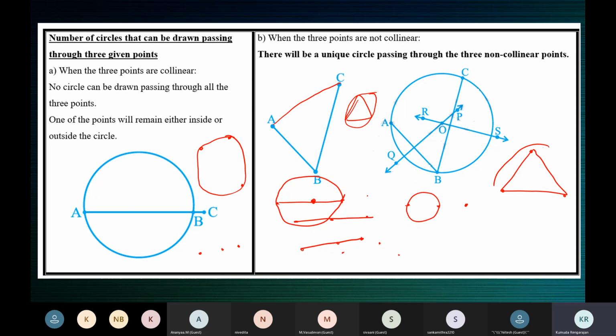When three points are not collinear, there is one and only one circle that can be drawn passing through the three non-collinear points. We know that three non-collinear points can be joined to form a triangle, and the circle drawn is the circumcircle of the triangle.